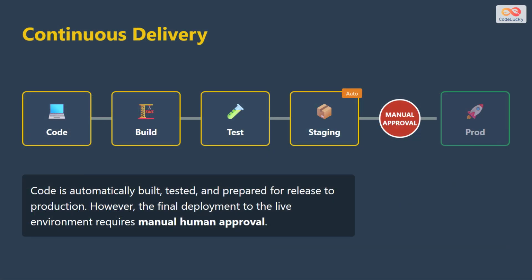Moving to the next stage, we have continuous delivery. This is an extension of continuous integration. In this phase, not only is the code built and tested, but it is also automatically prepared for release to a staging environment. The crucial detail here is that the final push to production still requires a human to click a button. It is automated up to the point of deployment.